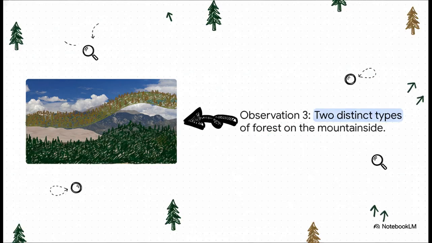Okay, now let's lift our gaze up the mountainside. Look closely at the trees for a second. Do you see it? There seem to be two distinct bands. You've got a lower, darker, kind of denser forest, and then above it, a sparser, maybe even lighter colored forest that climbs higher up the slope. That's a really interesting detail.